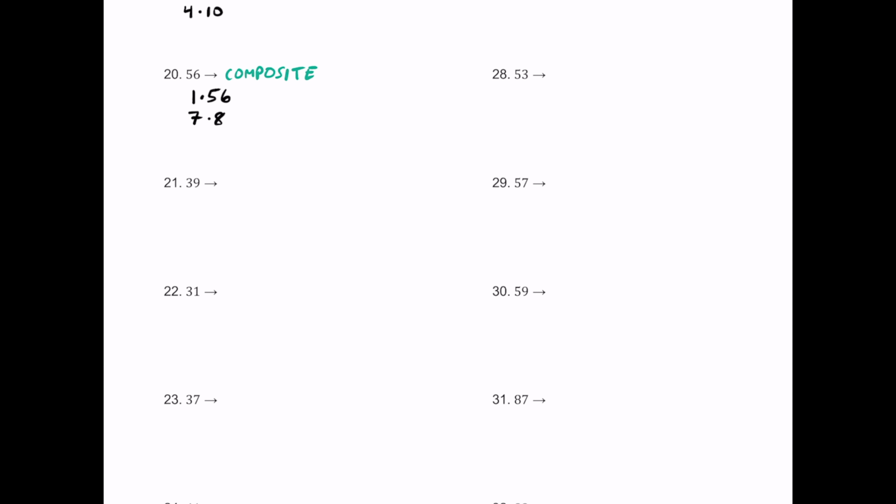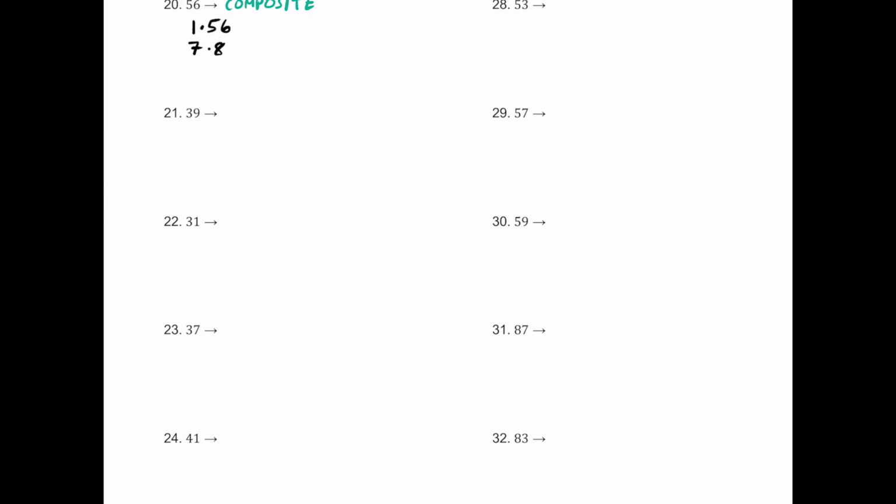For 21, we have the number 39 here, right? So for the number 39, we have 1 and 39. But we can also say we have 3 times 13. I knew it's divisible by 3 because if you add the digits, 3 plus 9 is 12. And so if the sum of the digits is divisible by 3, then the whole number is divisible by 3.